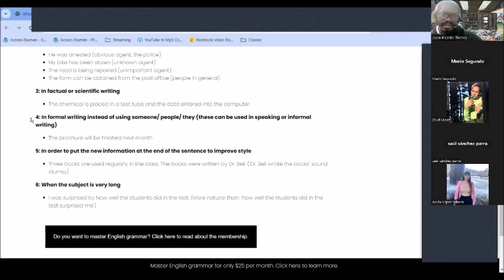Okay, number 4. Informal register is that of using someone, people they text. It can be used in speaking or informal writing. The brochure will be finished next month.